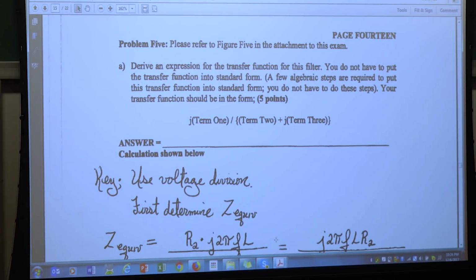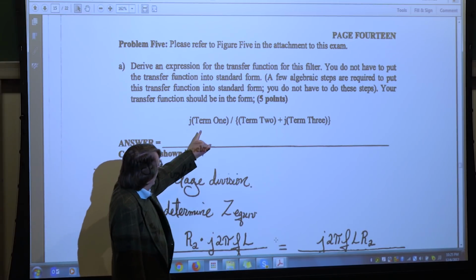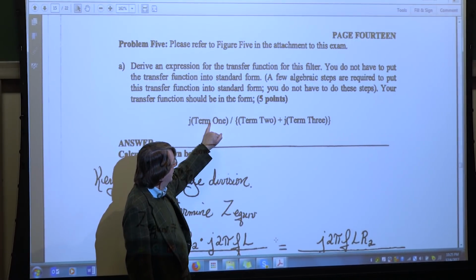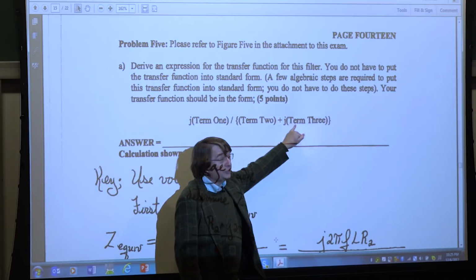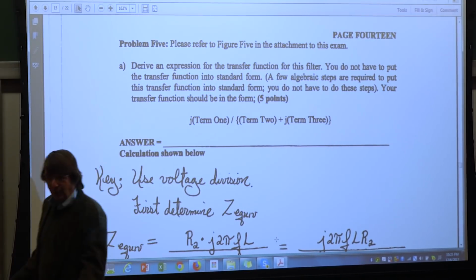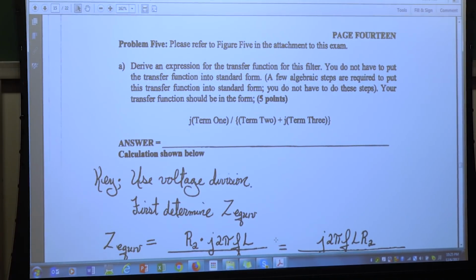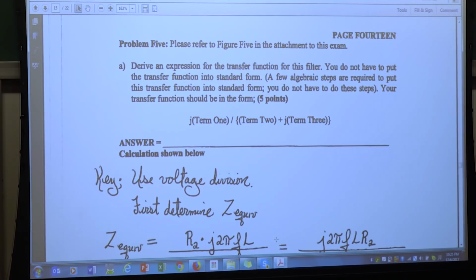Derive an expression for the transfer function of the filter. You do not have to put it into standard form. Oh, that's good. You know what that means? Standard form is too hard, so we don't even have to get it into standard form. Here's the form you have to get it into: j something over something plus j something. That's what we want. All right? So Vincent, we're going to be able to figure this out.